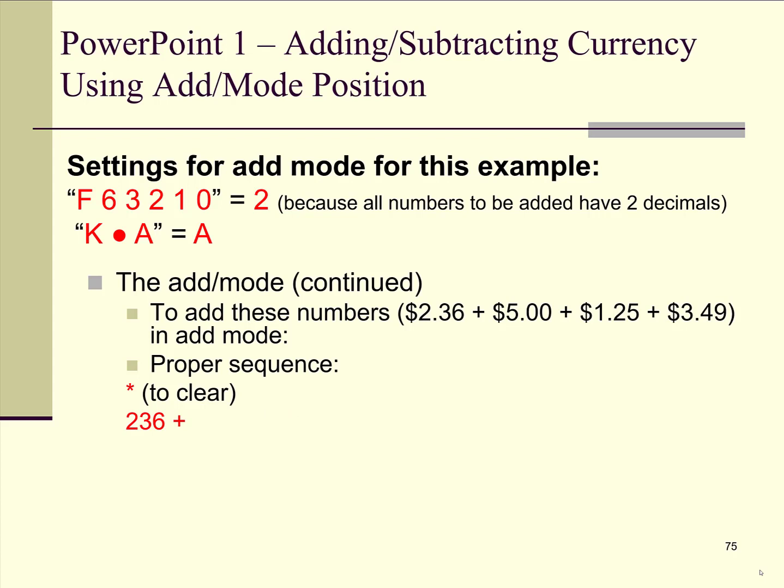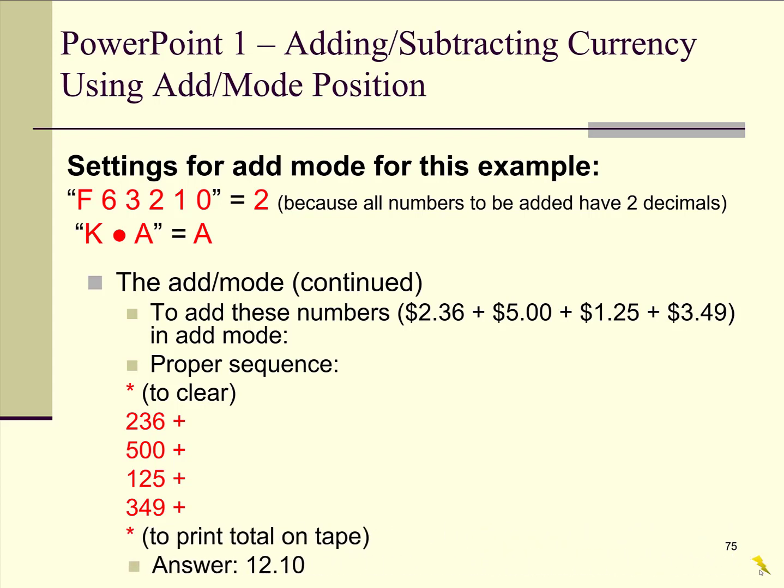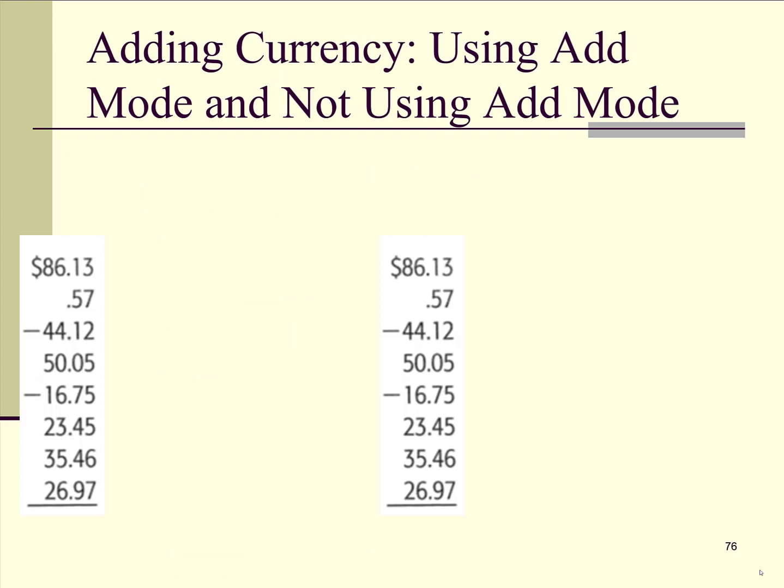And notice how the 5 has 2 decimals, so we enter that as 500 plus, 125 plus, 349 plus. Now we're done, so we hit asterisk to print the total on our tape, and you should still have the same answer as before, 12.10 on your tape. Again, the only purpose of the add mode is to eliminate the need to enter the decimal.